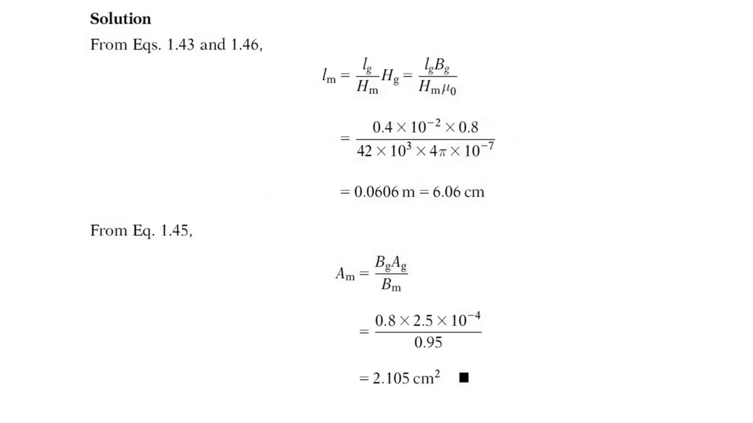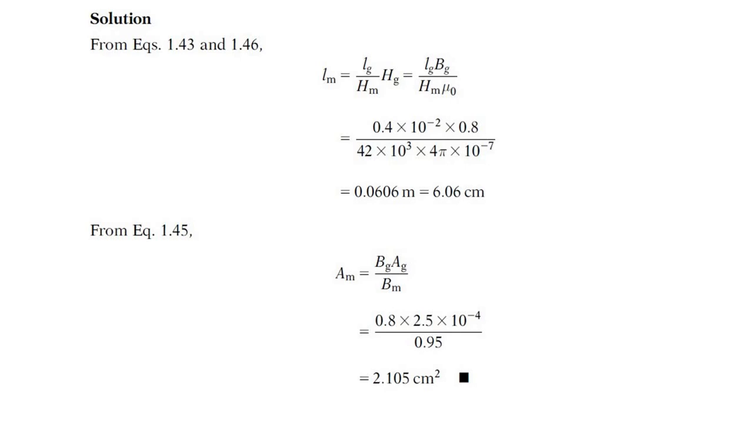Solution: lM is equal to lg Hg divided by HM, which is equal to lg into Bg divided by HM into mu naught. That is 0.4 into 10 to the power minus 2 into 0.8 divided by 42 into 10 to the power 3 into 4 pi into 10 to the power minus 7. So lM is equal to 0.0606 meter, which is 6.06 centimeter.